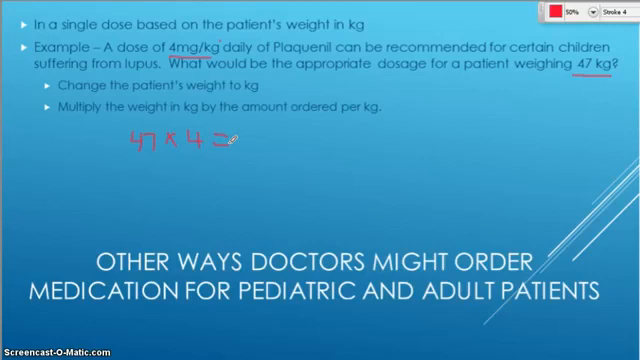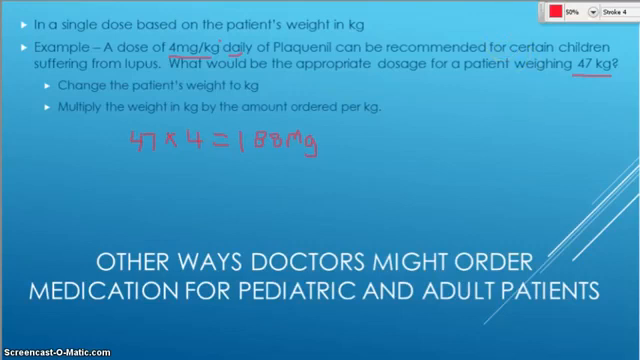And when you take 47 times 4, you should get 188 milligrams. So this particular patient is going to get 188 milligrams per day. And it's per day because that's the way it was ordered, 4 milligrams per kilogram daily. So we don't have to split this up over a certain amount of time. They're just getting 188 milligrams per day.